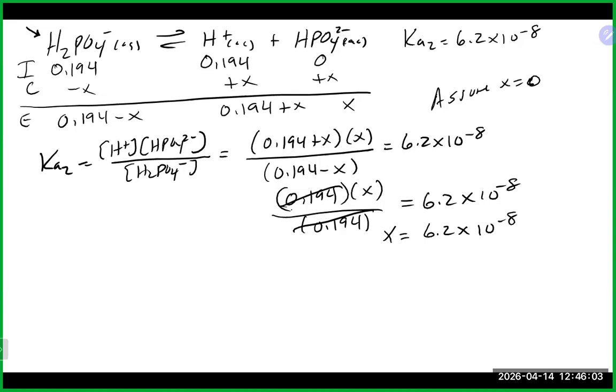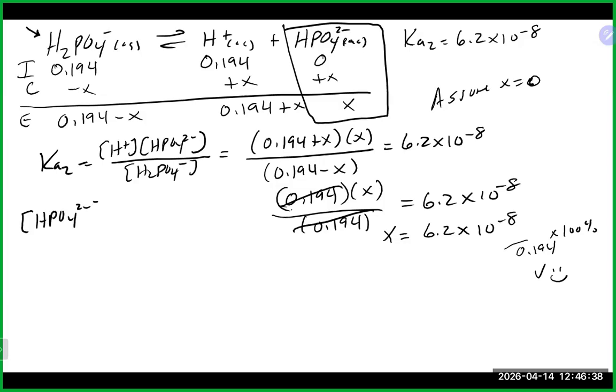Questions on that? We do need to check it because, again, we did an assumption. So we could take this and divide it by 0.194 times 100. It's not even 0.1%, so the check here is good. So off of this second table, we're now able to figure out our concentration of this one, which is one of the ones we're looking for. In this particular case, our concentration of HPO4 2 minus at equilibrium will equal 6.2 times 10 to the minus 8 molar.